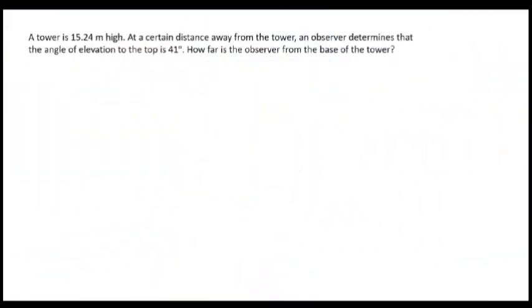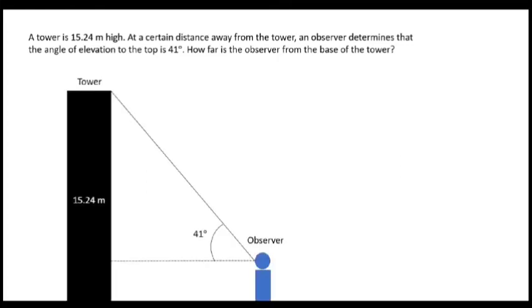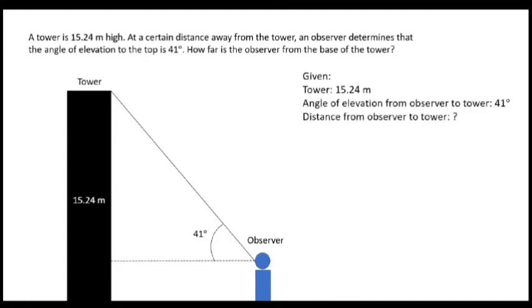A tower is 15.24 meters high. At a certain distance away from the tower, an observer determines that the angle of elevation to the top is 41 degrees. How far is the observer from the base of the tower? Diagram again and the given. The missing is the distance from observer to tower.